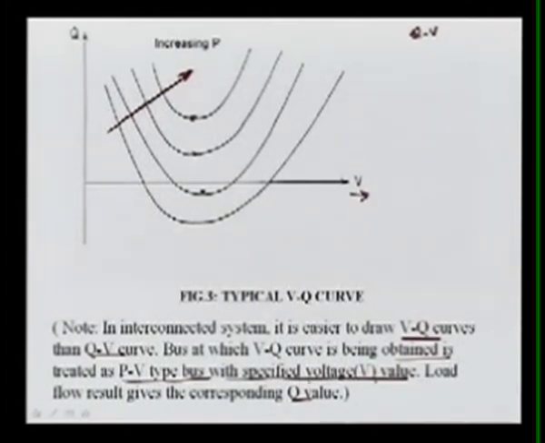You can keep on increasing your load, that is P, and then solve your power flow equation. Then you can get the voltage for different P and Q. For any bus you can get V and Q for various load increases, draw a curve, and find this Q. This also gives information about your system stability, and these are the nose points.